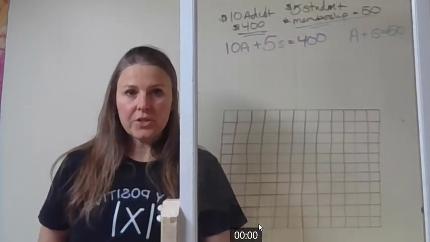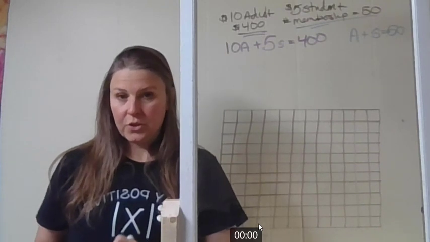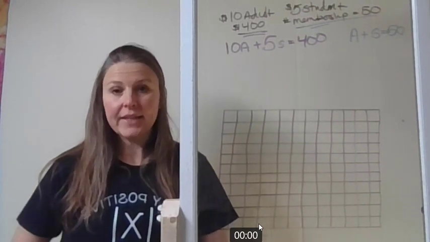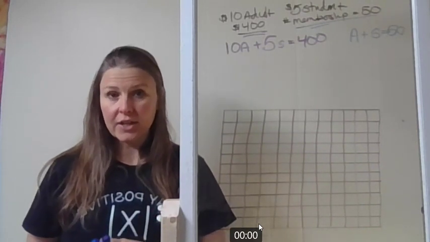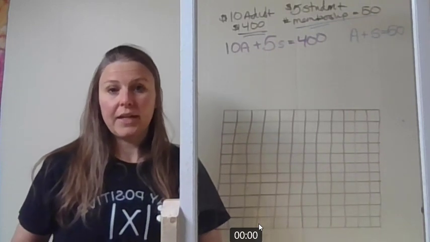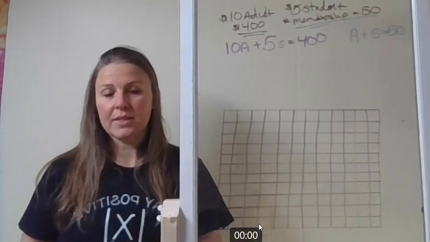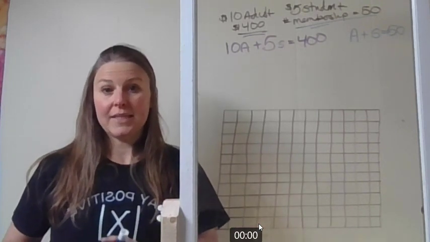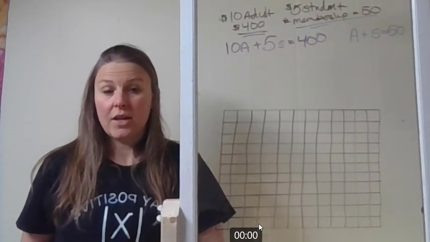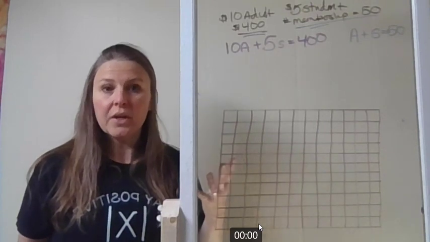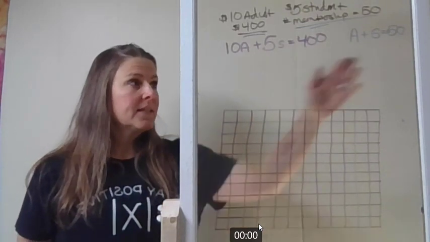So in order to graph both of these to find a solution, to find an intersection point, you could put them in y equals mx plus b and graph them using y-intercept and slope. You could generate tables. There's a ton of different things you can do. So let's look at this.